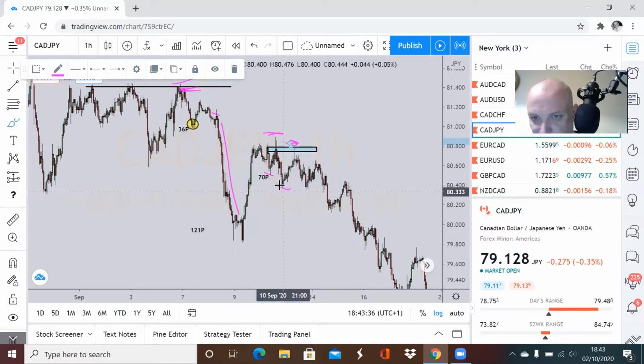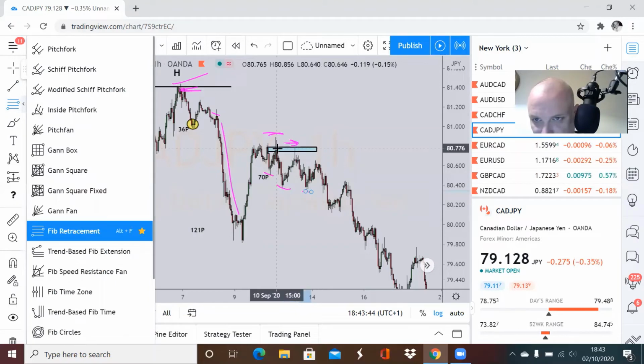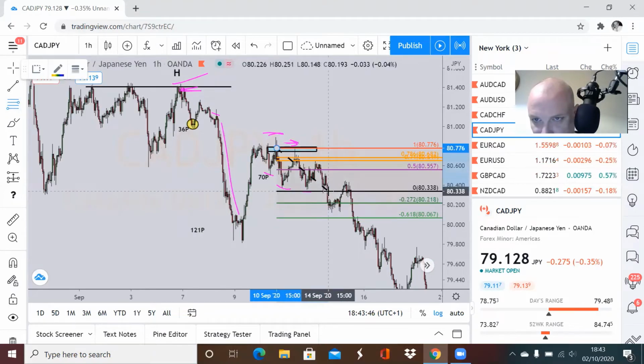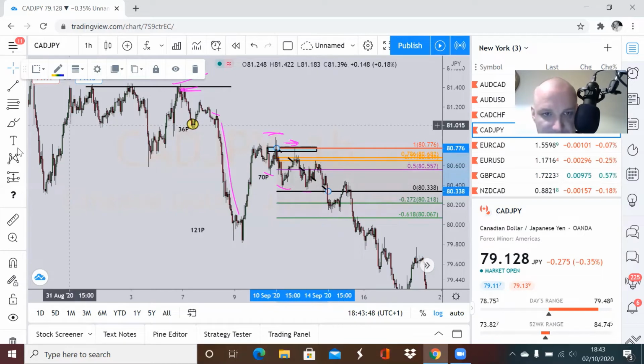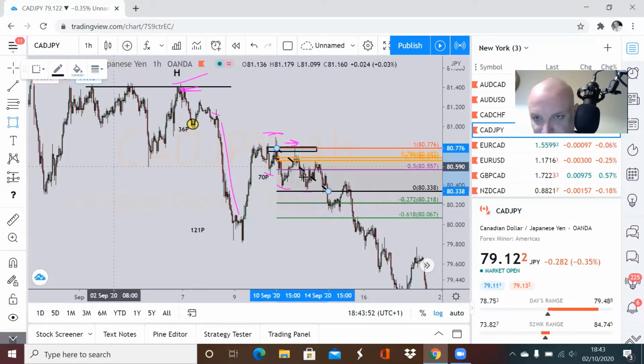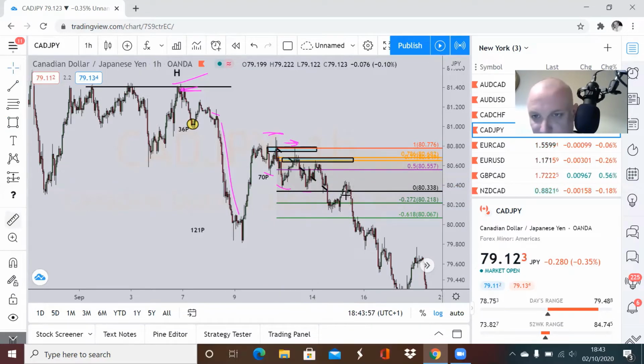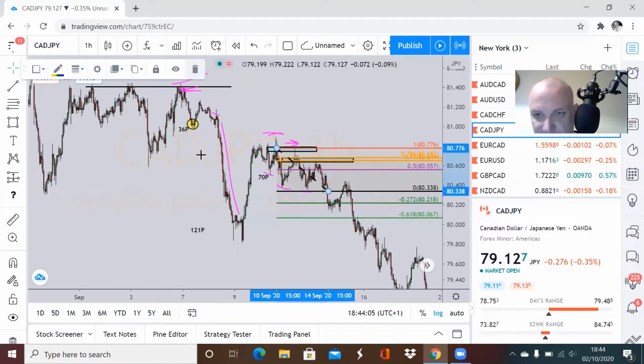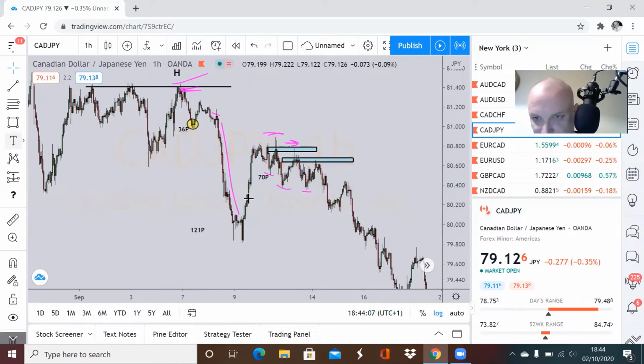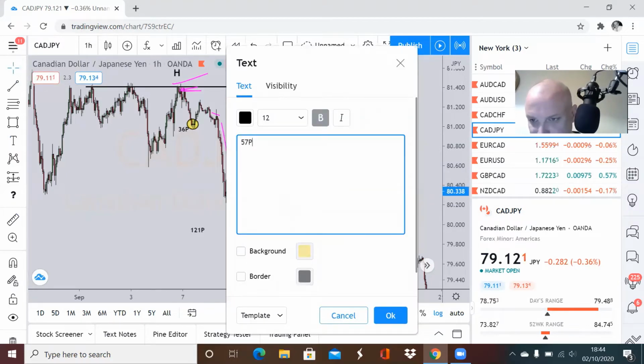Okay, did we break the structure of that there? Yes, we did. Let's mark that one. Look at this, guys, to the pip. Now you see why I like these fib levels. And again, guys, if we look at the pips caught, down to 272, 57 pips. Just get rid of that there. 57 pips.